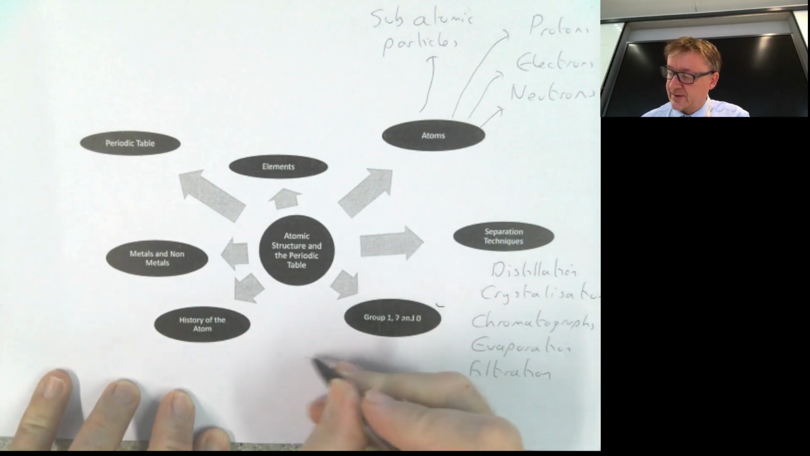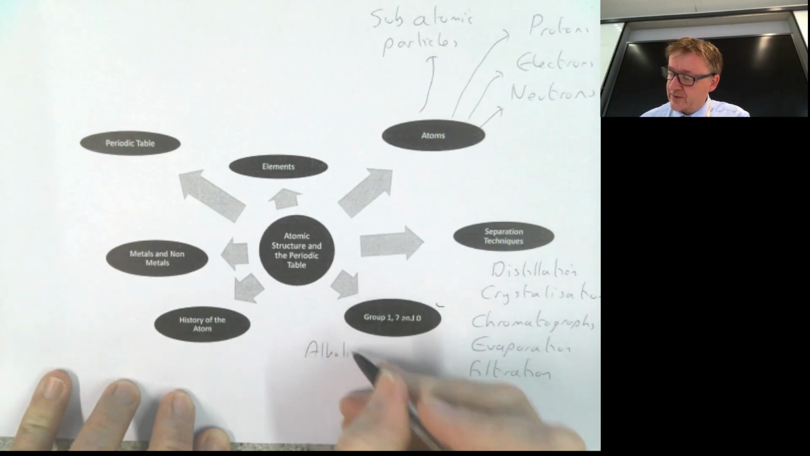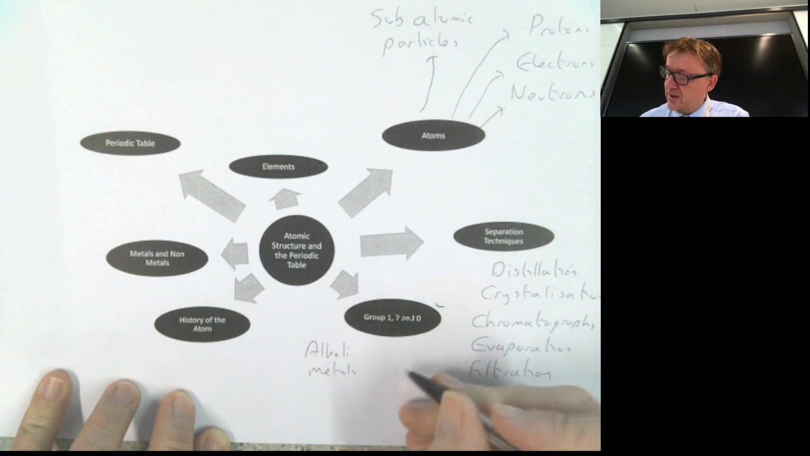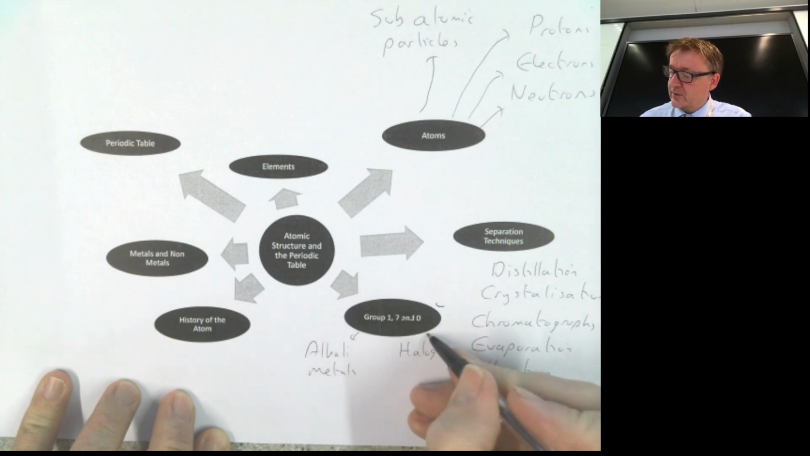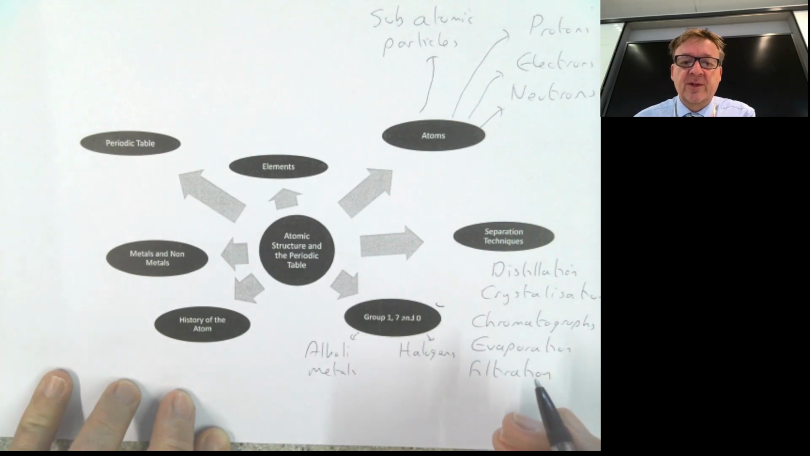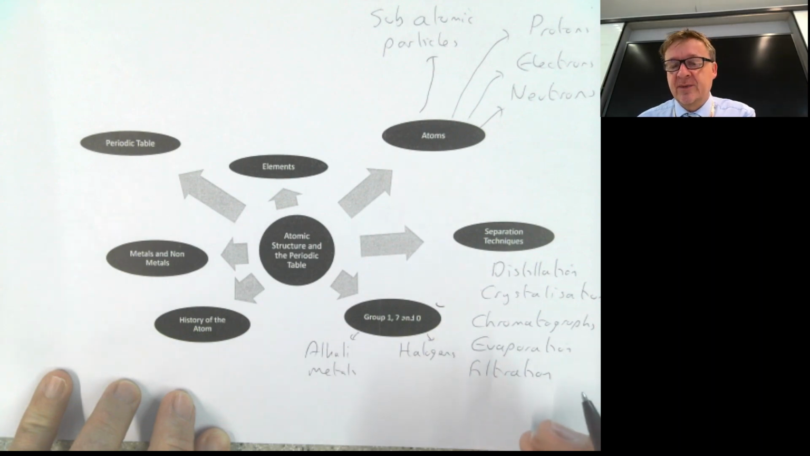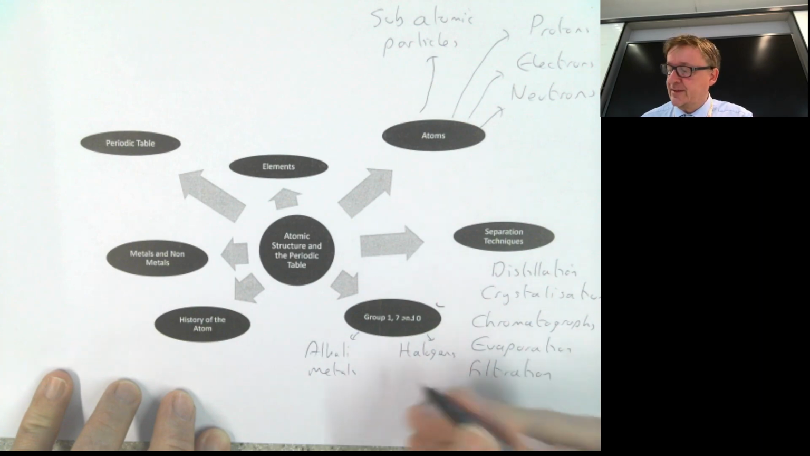Group 1, 7 and 0. Group 1 are the alkali metals, and group 7 are the halogens. Now with group 1, we're talking about lithium, sodium, potassium. You need to know the differences between them, why potassium is more reactive than lithium, and you need to know the electron structure and any other properties. Halogens are fluorine, chlorine, bromine, and you need to know the same things: their electron structure, why fluorine is more reactive, and their different properties.